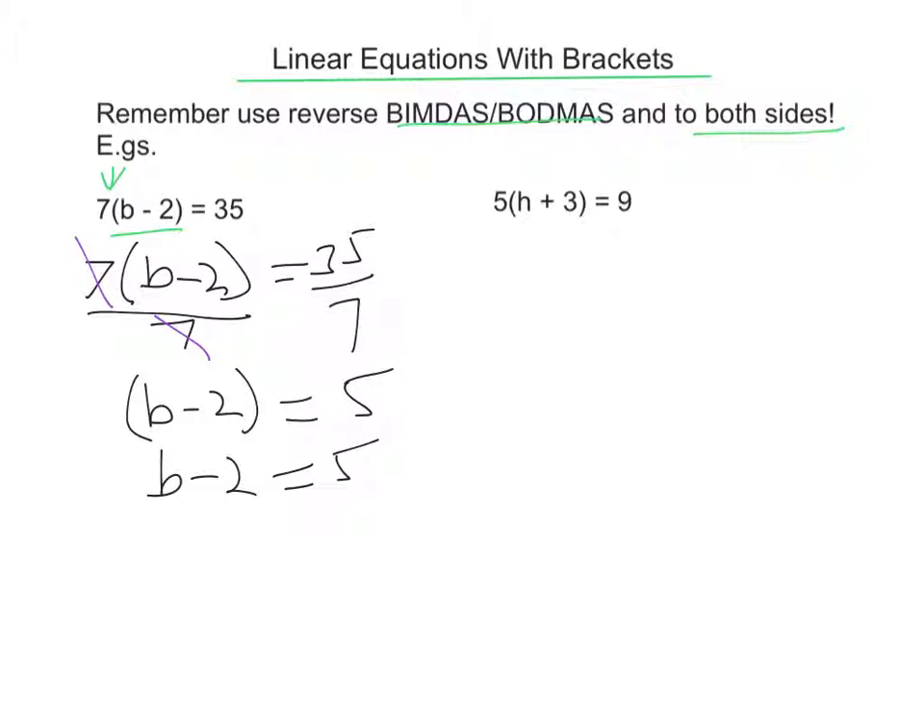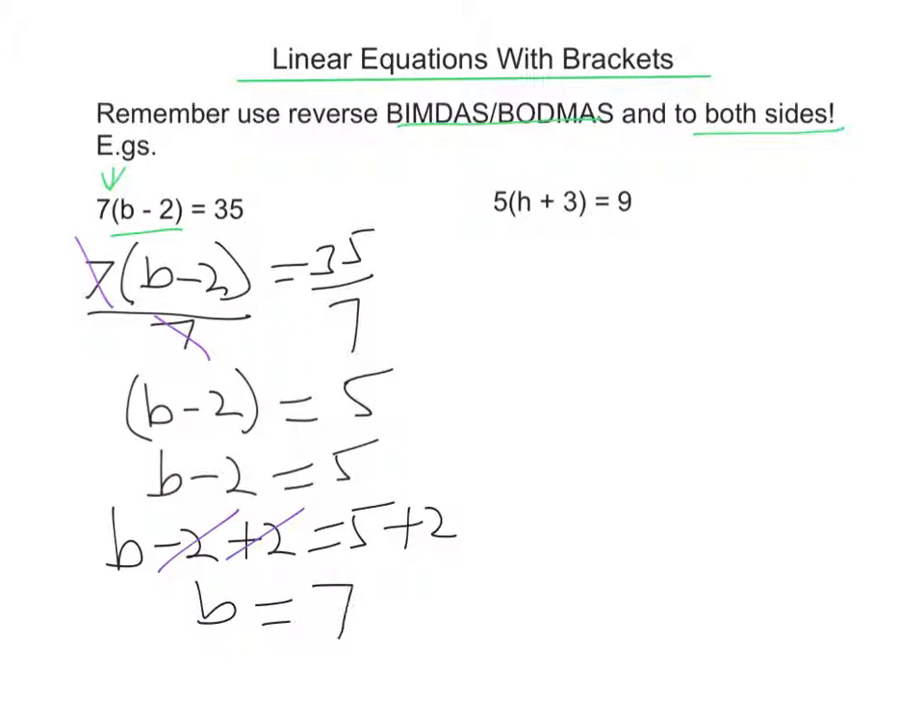Okay, now I need to get rid of the 2 because it's the only thing that's left that's stopping b being the subject or being by itself. So let's do the opposite of subtracting 2, which is adding 2 to both sides. These two subtract or combine to make 0. So that means what's left is b equals 7.